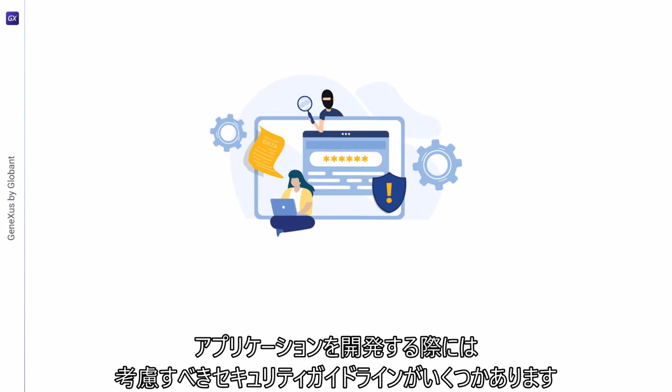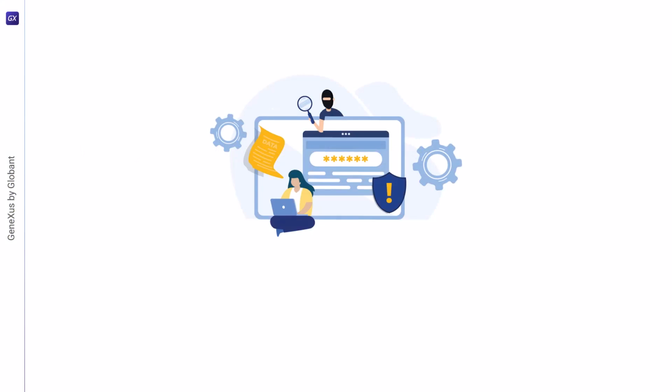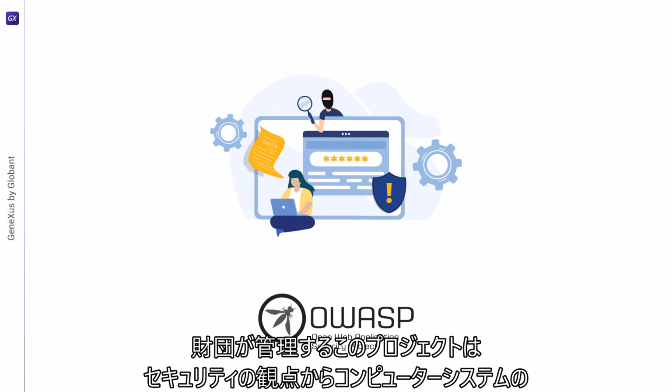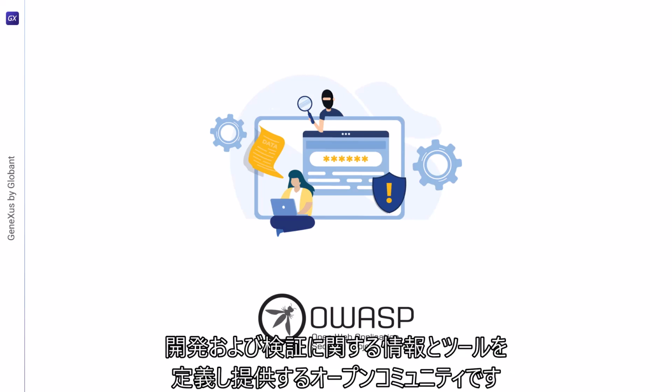There are several security guidelines to be taken into account when developing our applications. The most important ones are described in the Open Web Application Security Project, the foundation that manages this project, which is an open community that defines and provides information and tools for the development and verification of computer systems from a security perspective.